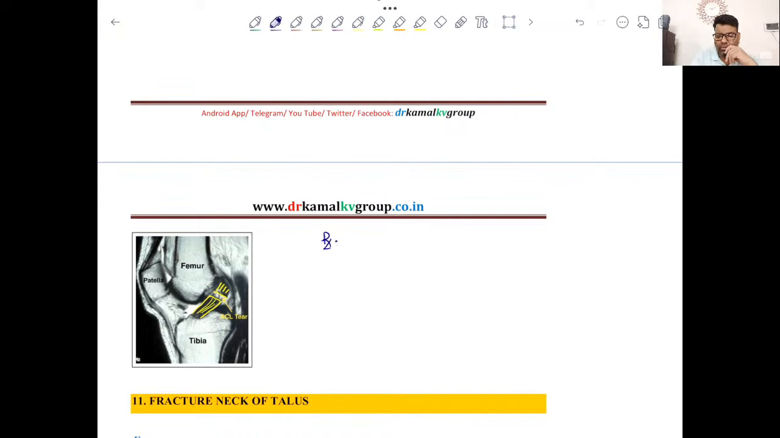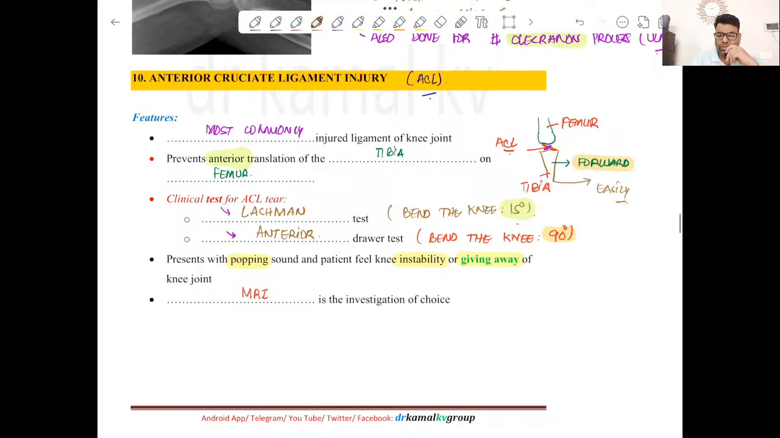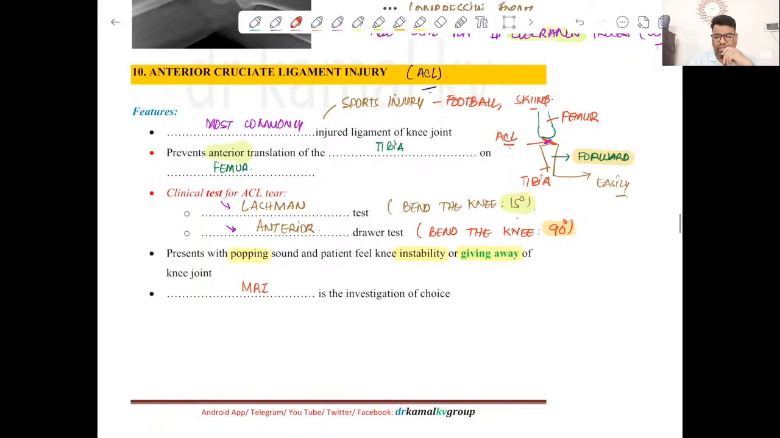Treatment-wise, we need to do ACL reconstruction, right? And we can take a slip of the ligamentum patellae. So just remember this much for ACL tear, which is one of the commonest injuries, especially seen in sports. So it is a sports injury, which can be seen in football or skiing. Clear? So this is ACL tear.